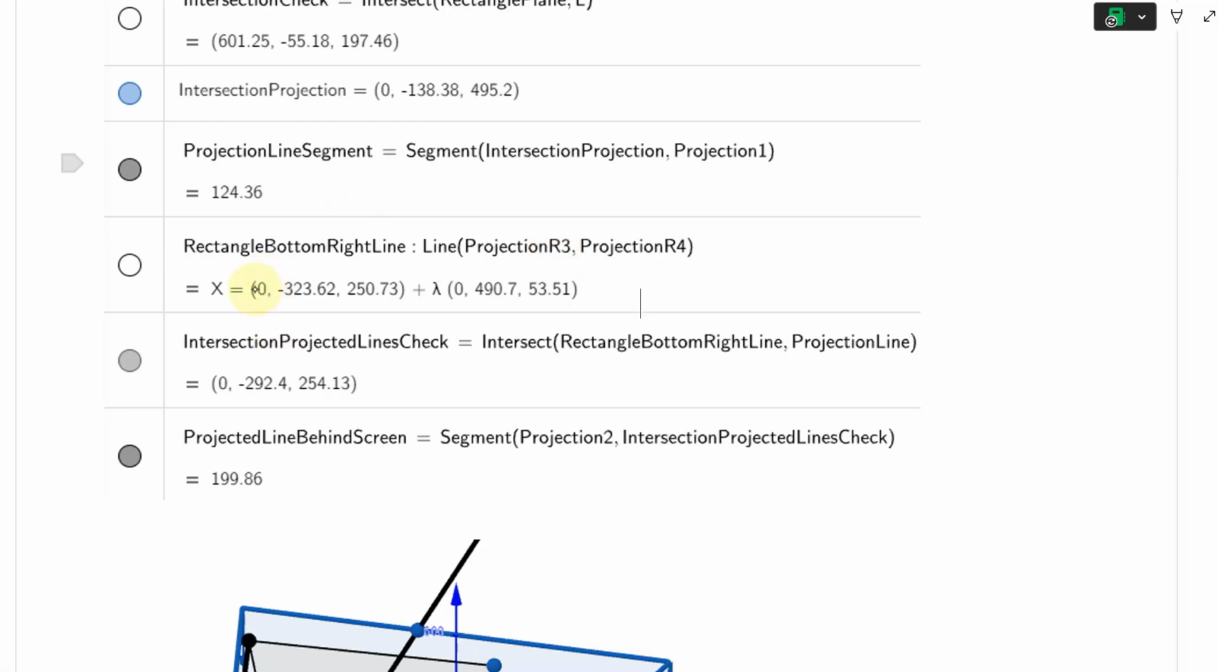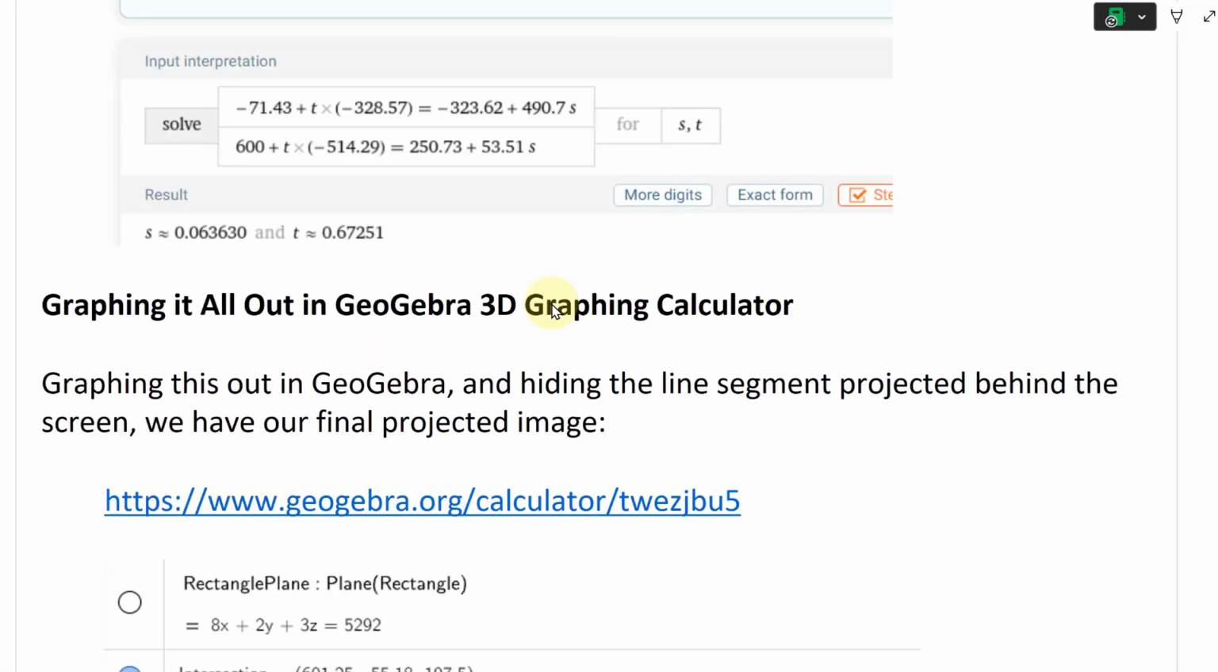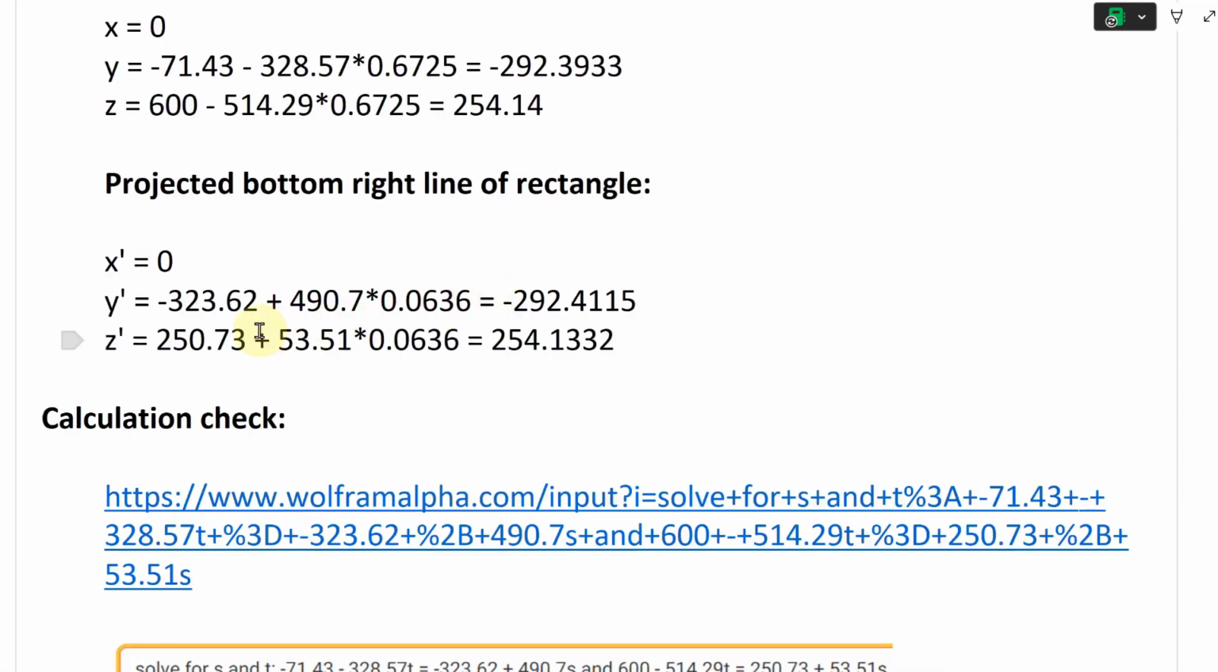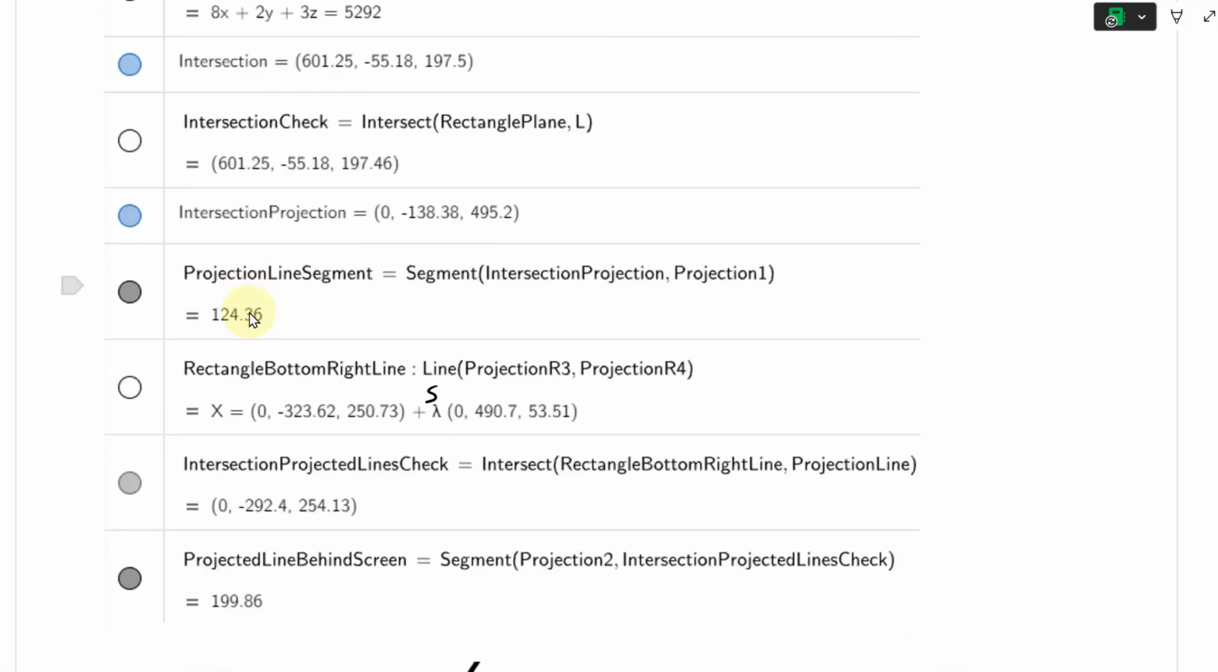So we have R naught is going to be 0, negative 323.62, and then 250.73. And they use lambda, but we just used s. And this is 0, 490.7, and then 53.51. That's exactly what we had, and you can see that here. So it's 490.7, and then 53.51, and the R naught values are 0, negative 323.62, 250.73. So yeah, it automatically solves it for us, and that is right. So we got the right line.